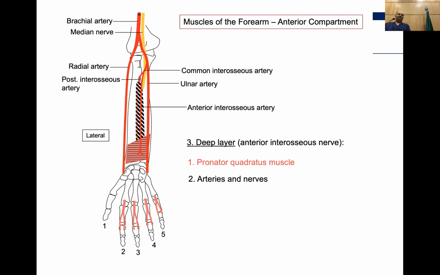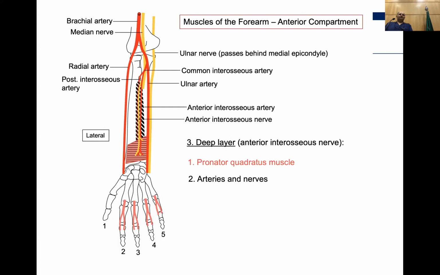Are we good with that? So now you're looking at the median nerve, you're looking at its anterior interosseous branch. Are we good? You can see the ulnar nerve, how it crosses the medial epicondyle.